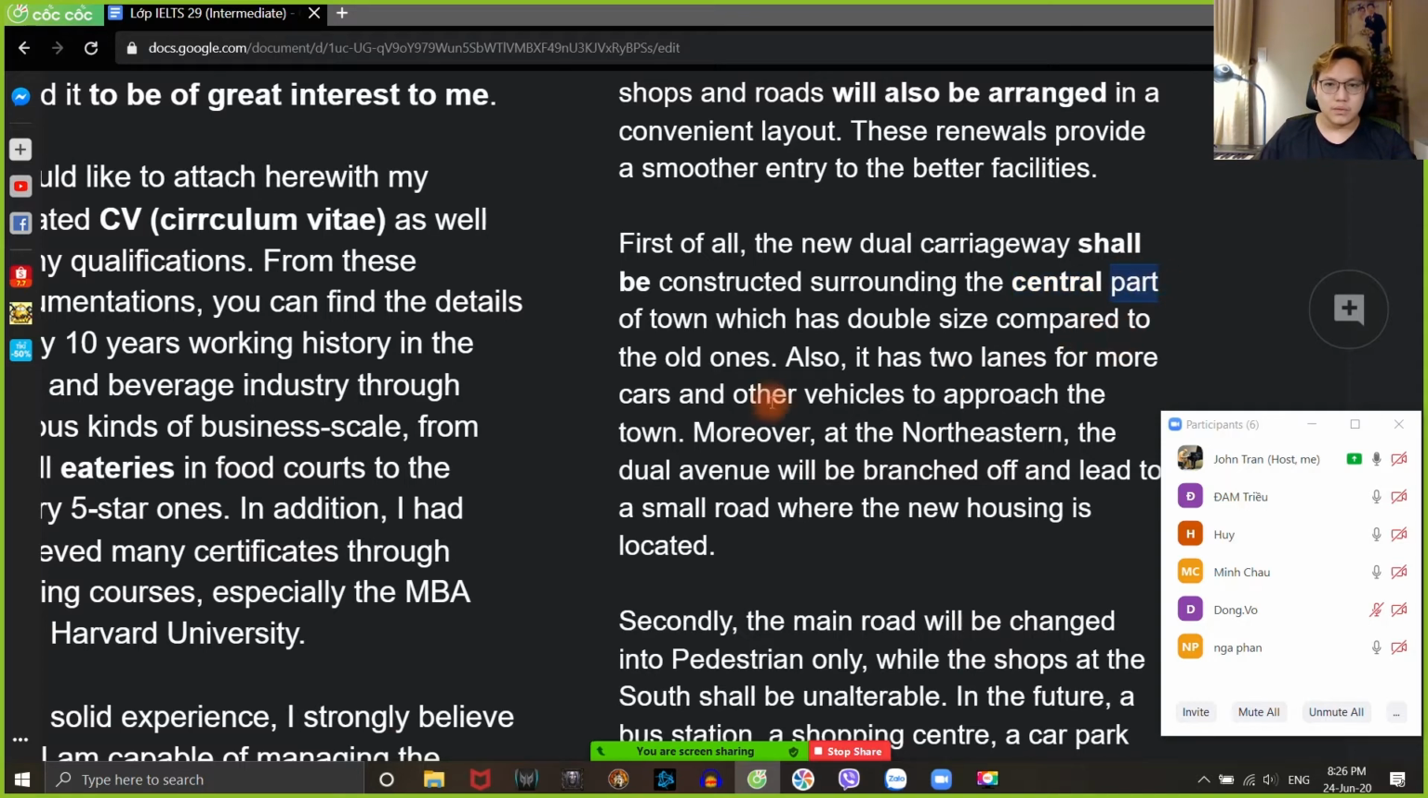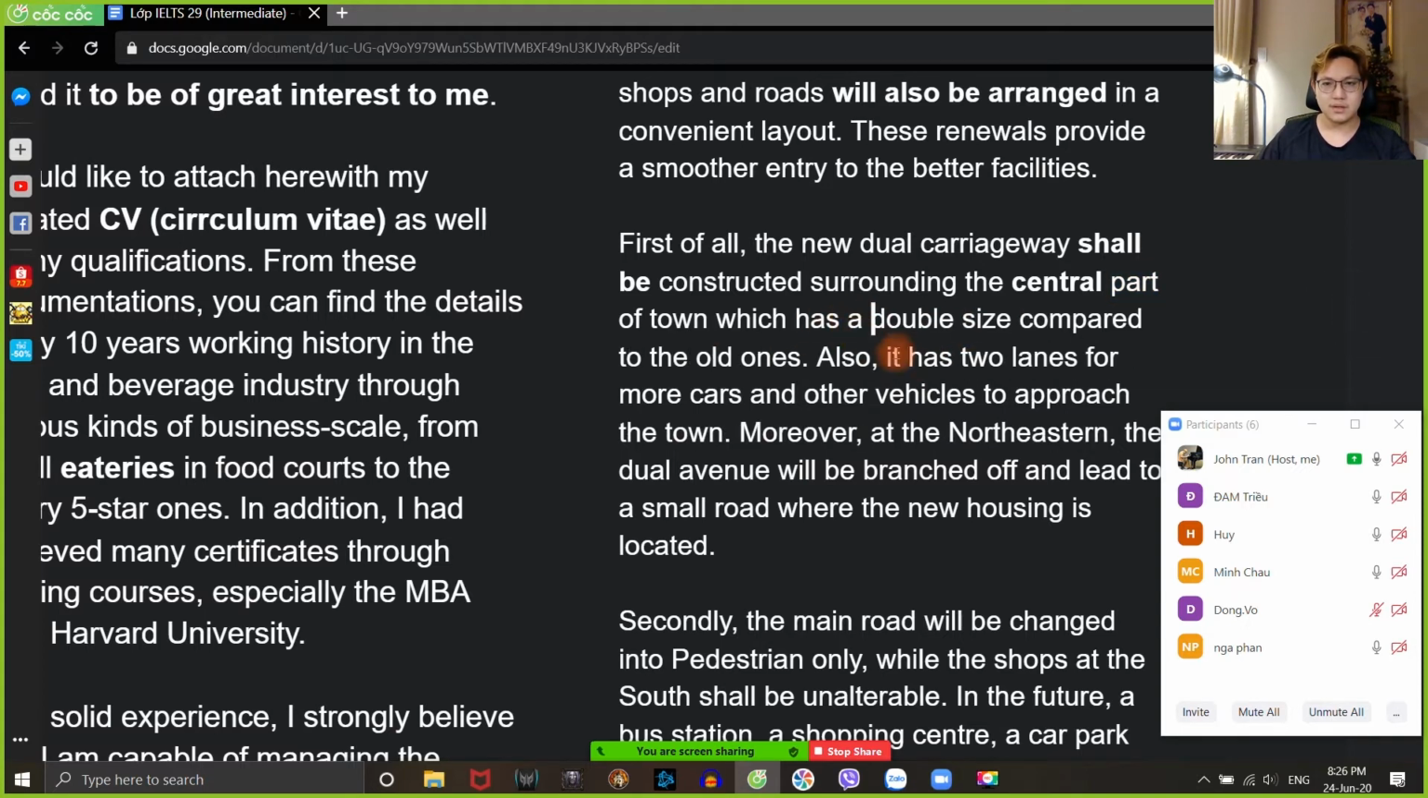Be careful. Which has what? Which has a double size. Mà nó có một cái kích cỡ double. Nếu được so sánh với một cái cũ. So singular compared to the old ones, it should be the current one. Not compared to one. The current one, not old one. Tại vì cái này nó đâu phải là quá khứ đâu. It's not in the past, so it's just present, so current one.